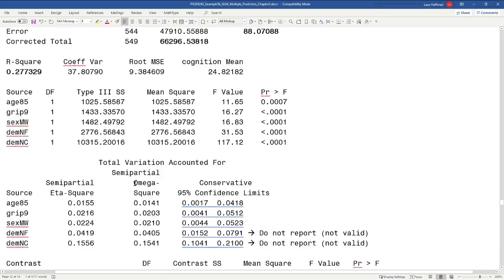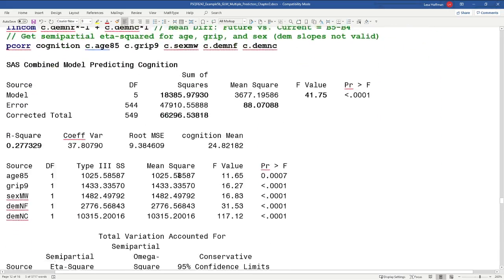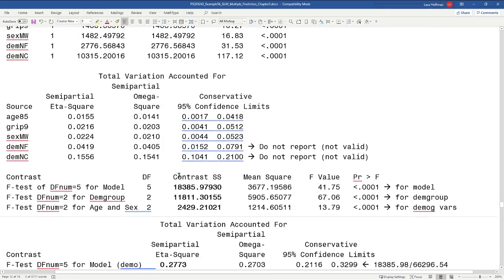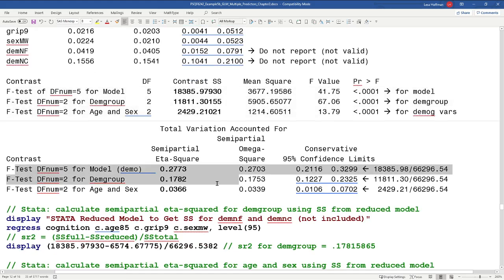So when you ask for contrast statements in SAS, you get both an F-test for those slopes lumped together, that's what's shown in this table, as well as an effect size via semi-partial correlation squared. So eta, by the way, is synonymous with correlation, that you can think of them as telling you the same thing.